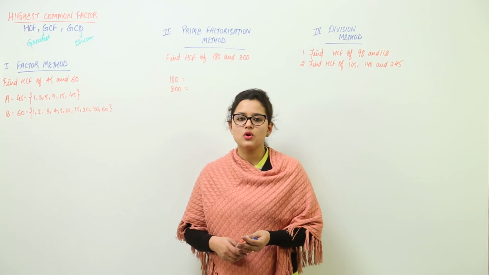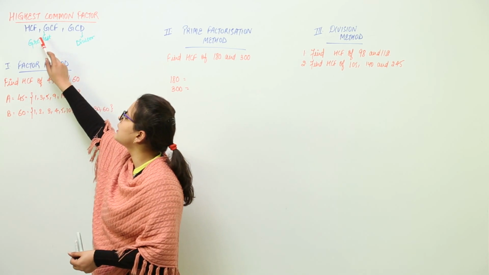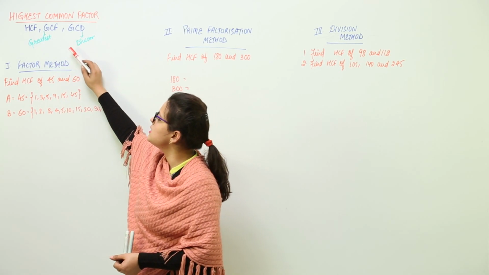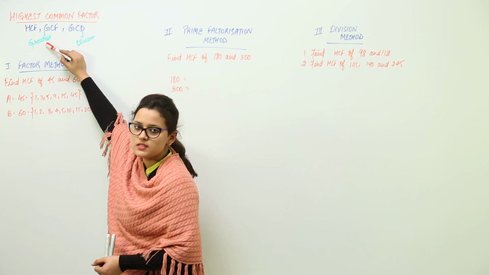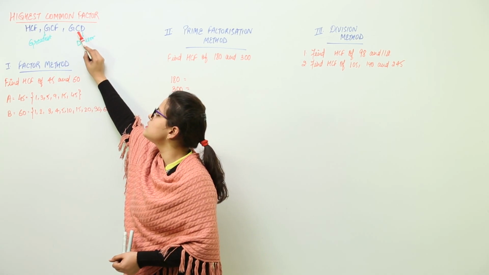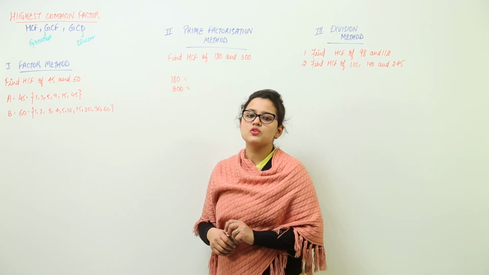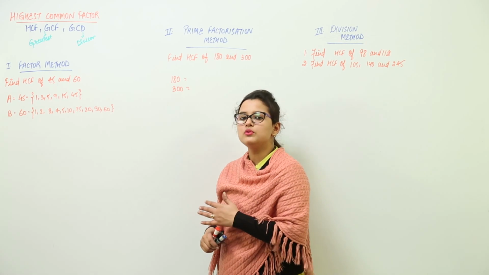Let's do the highest common factor, or HCF. Other names for HCF are GCF and GCD. Here G stands for greatest, as in greatest common factor, and here we have greatest common divisor. So actually what is HCF? It is the greatest common divisor only. We'll come to know how it is.